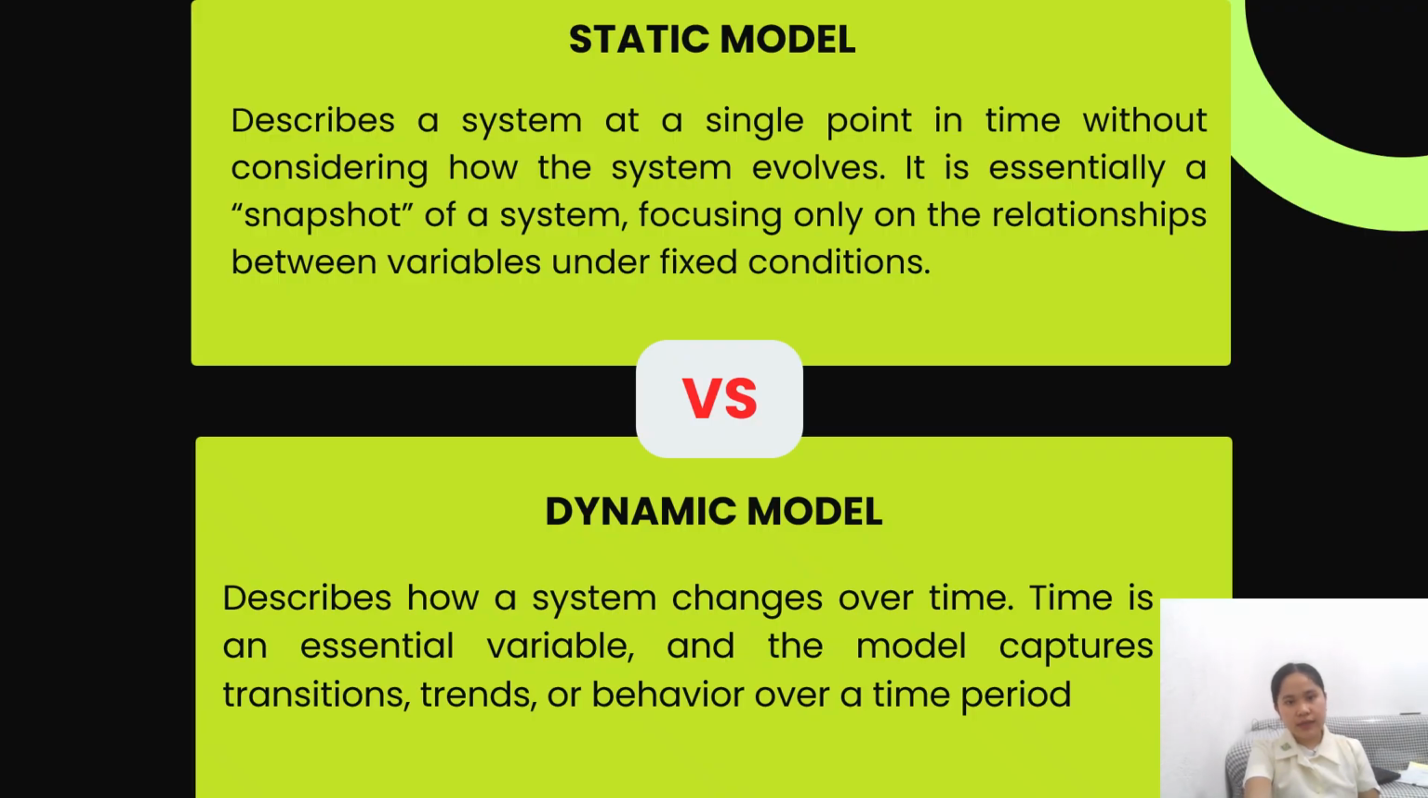So, the second type is the static model. It describes a system at a single point in time without considering how the system evolves. It is essentially a snapshot of a system, focusing only on the relationship between variables under fixed conditions. So, this model does not show changes or what happened before and after. It's like taking a picture where we can only see what is happening right now.